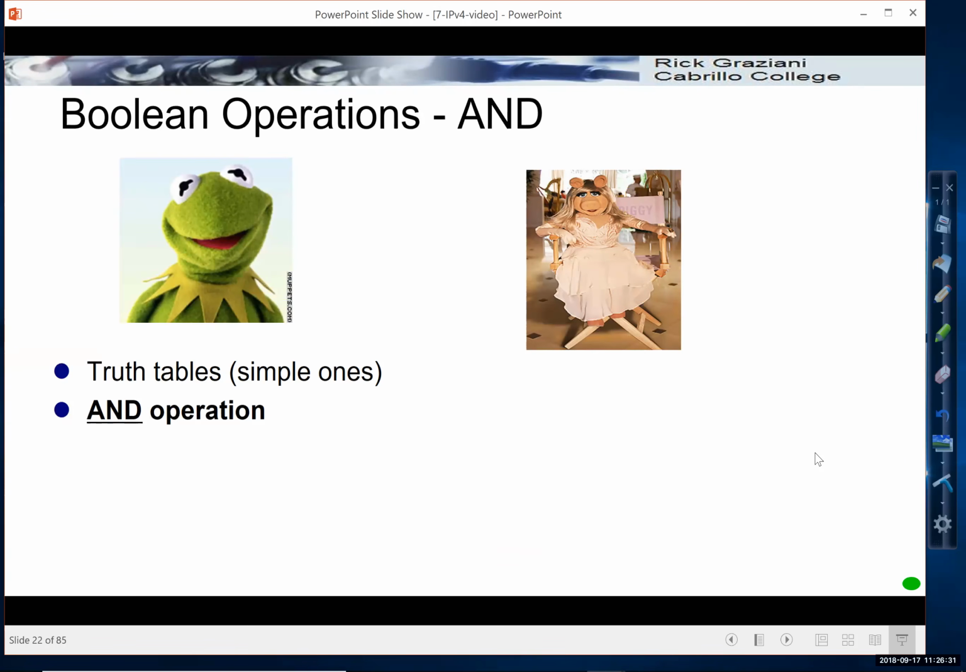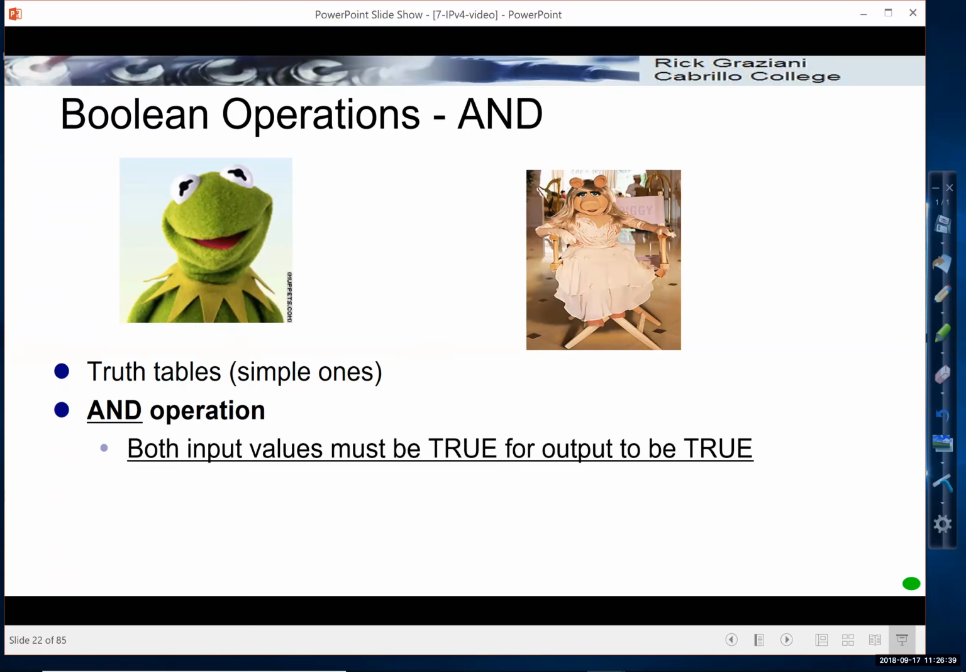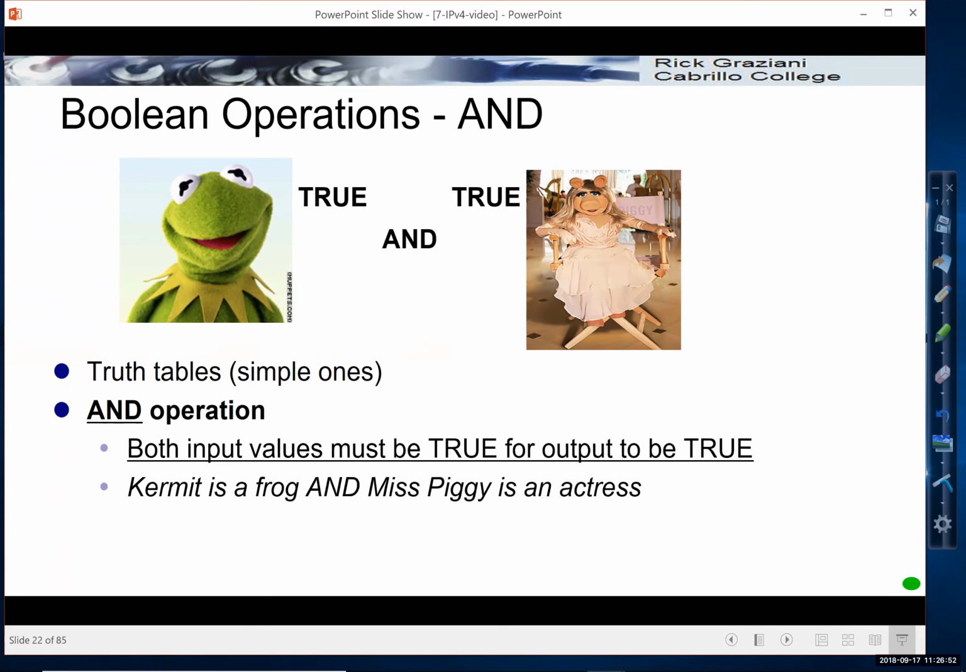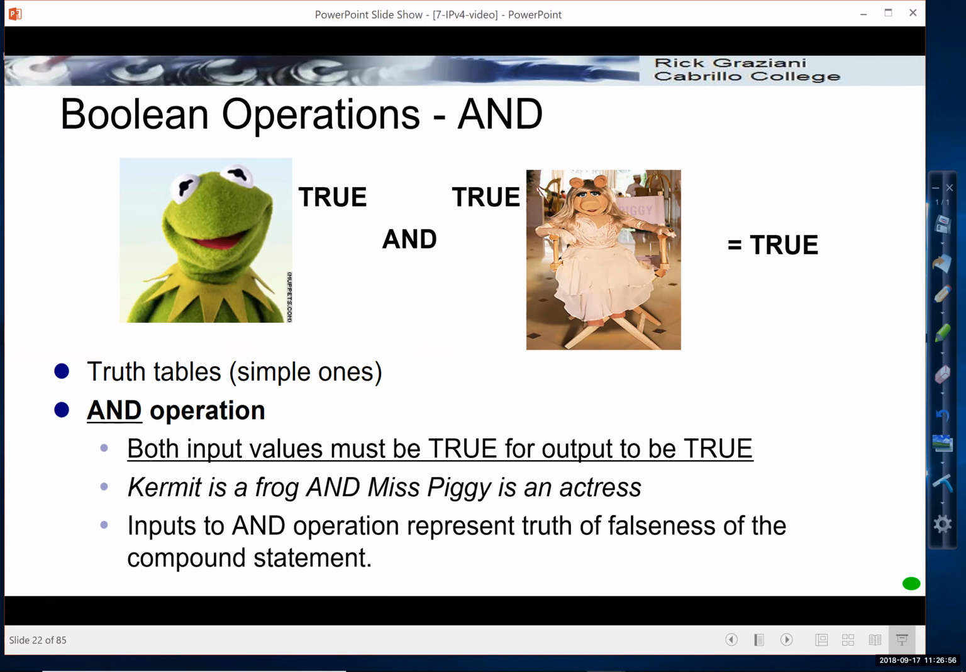Boolean AND operations, okay? There are different Boolean operations. We're going to look at the AND one, but the AND operation is very simple. Both input values must be true for the output to be true. For example, if I say Kermit is a frog and Miss Piggy is an actress, since both of those things are true, the entire statement is true.